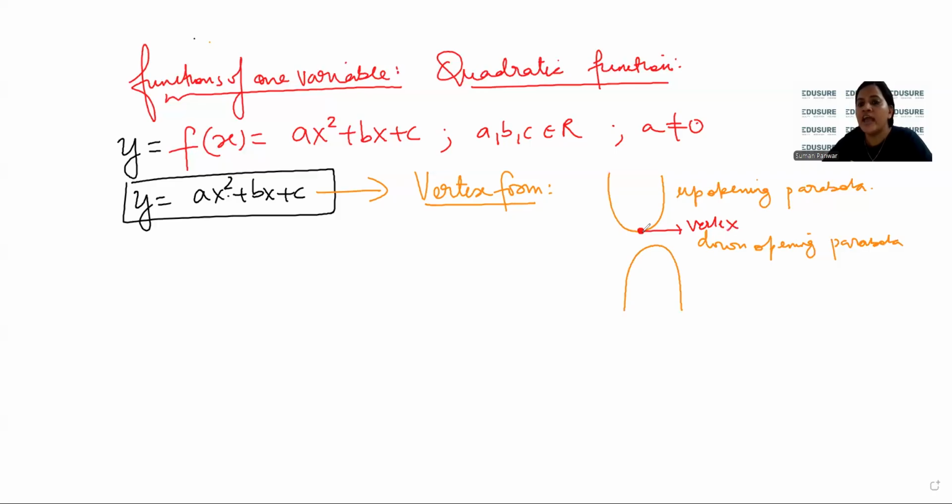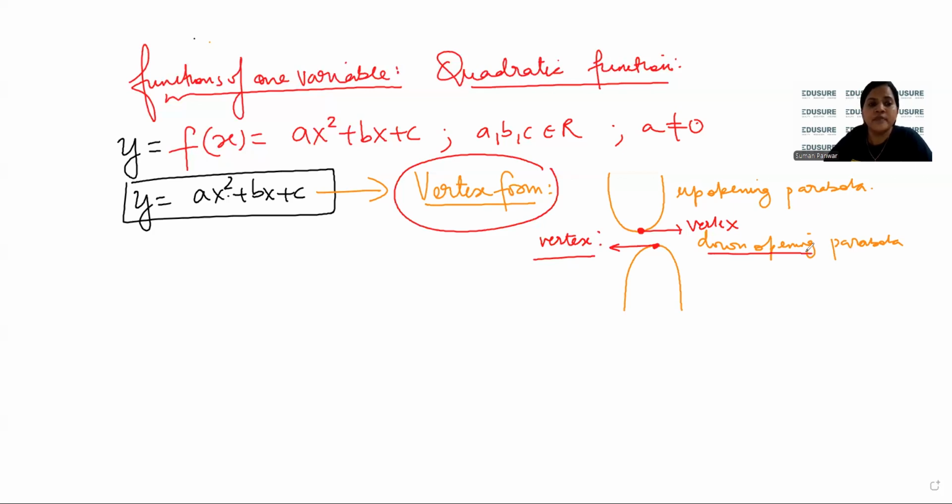And whenever I will have a down opening parabola, there will be a point where the function will hit its maximum value, and that is again the vertex. So this is the easiest form to know the vertex so that we should know how the parabola is going to be, up opening or down opening. Let us see how. Now, what is the vertex form of a parabola?